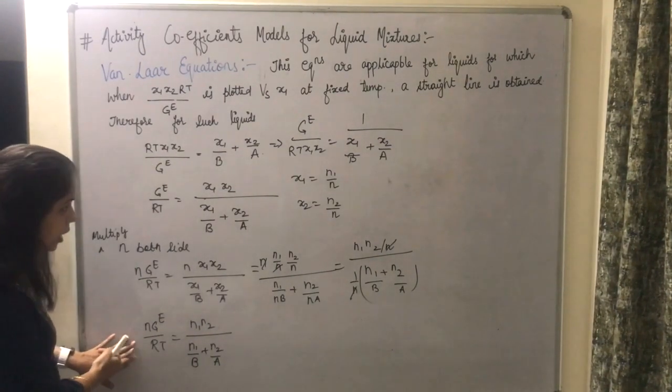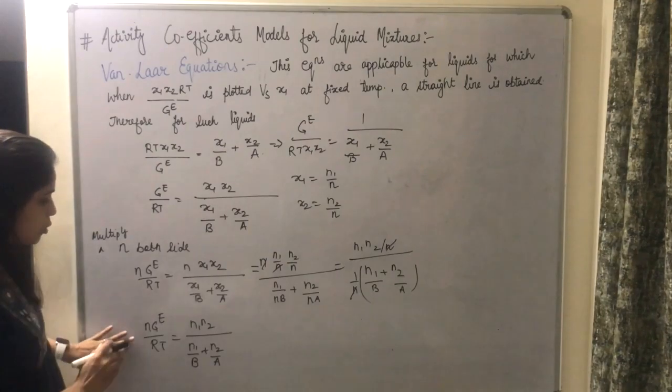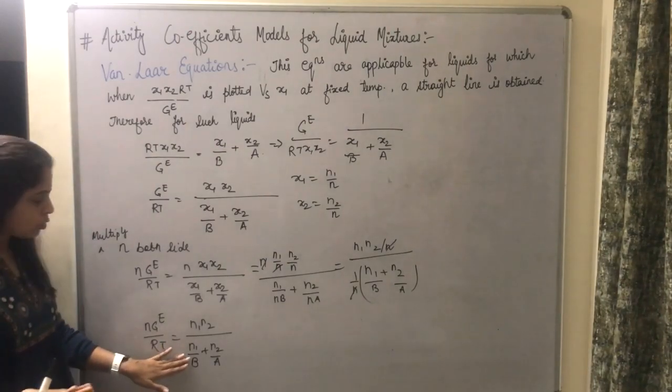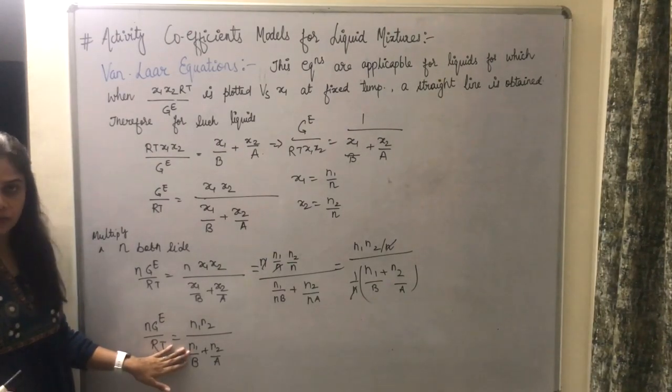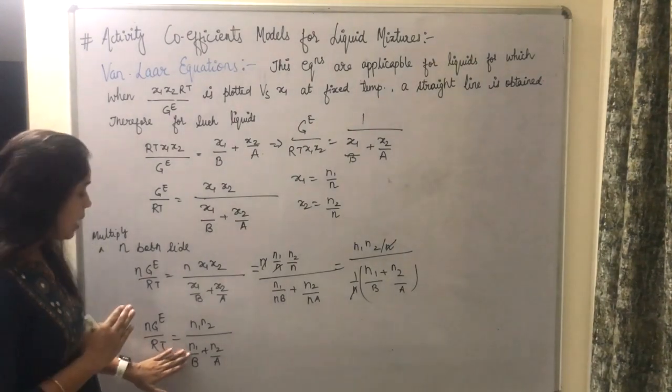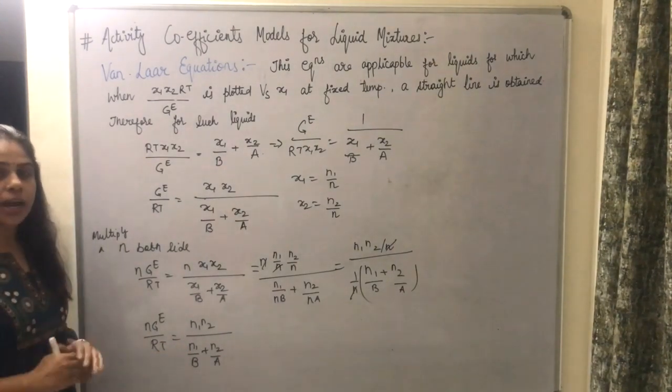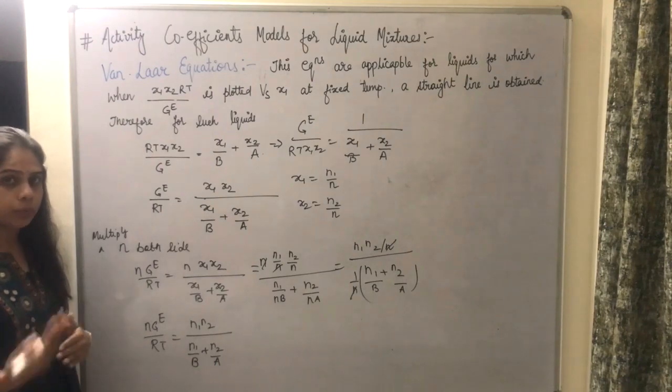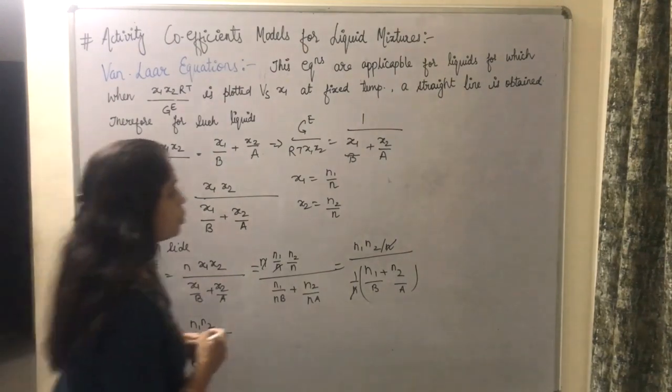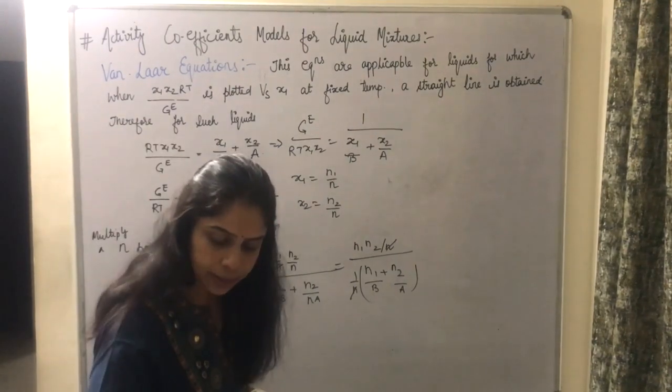Okay, so now we are here and we have this equation. Now differentiate this equation with respect to any one component. So here we differentiate with respect to n1, component 1, and keep temperature, pressure and the other component 2 constant. So let's differentiate this.